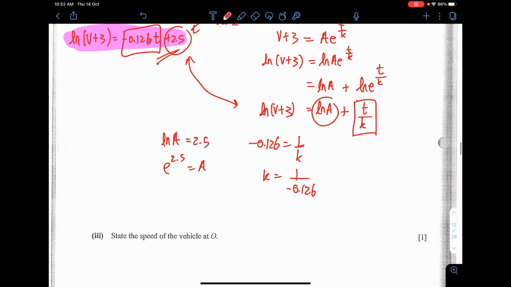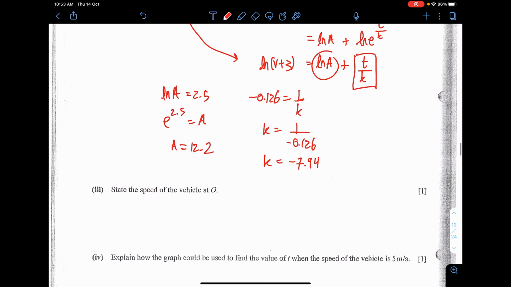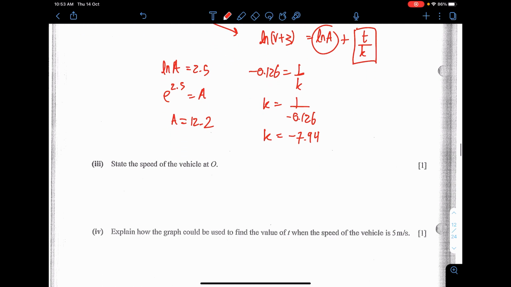So the answer will be approximately a as 12.2, and then k is negative 7.93. Okay, 7.94, put 3 SF. Okay, this is again approximation. We can be a little bit wrong, can be a little bit correct. Okay, this depends on your graph.